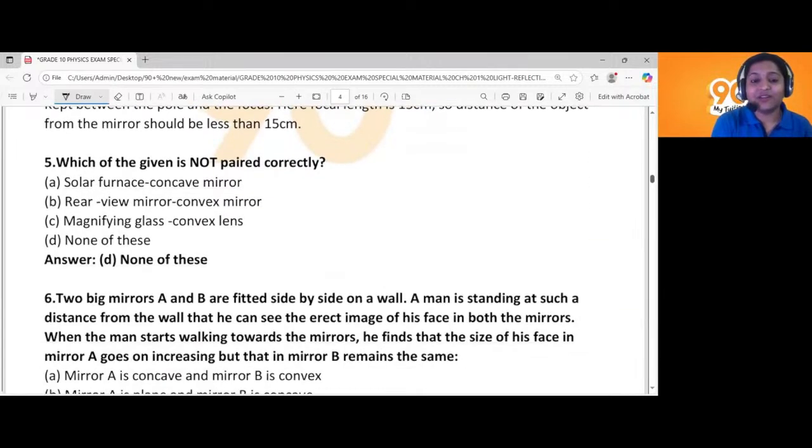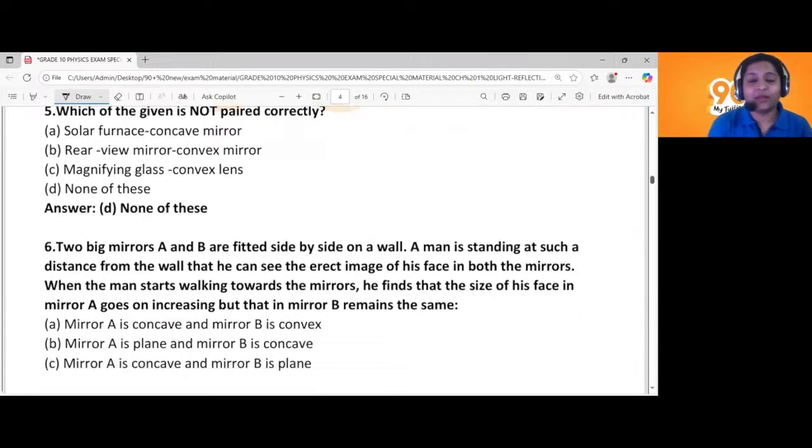Which of the given is not paired correctly? Okay. Some uses are given. Solar furnace is for a concave mirror. Rear view mirror is a convex mirror. Magnifying glass is a convex lens. And none of these is paired incorrectly. All these are correct. Okay. So the answer is none of these.